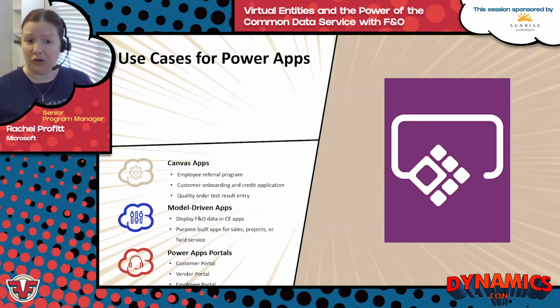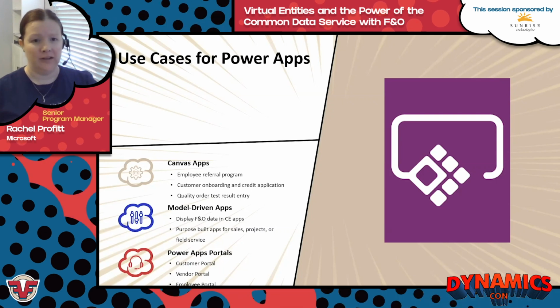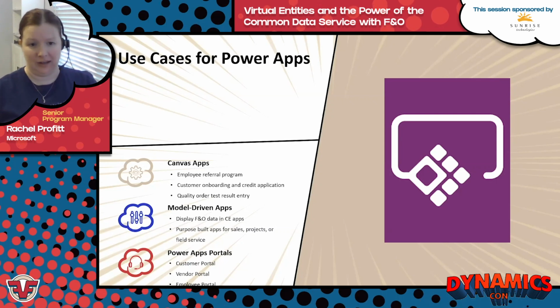Now, talking about some model-driven app examples, we would have the ability to display F&O data inside of customer engagement apps as one example. Right now, you might need to use dual write or the data integrator to actually copy data from F&O to customer engagement. Let's just use credit information as an example, or invoices. Instead of actually copying the data into that model-driven app, we can now use virtual entities and build pages that mash up your regular customer engagement data with your finance and operations data.